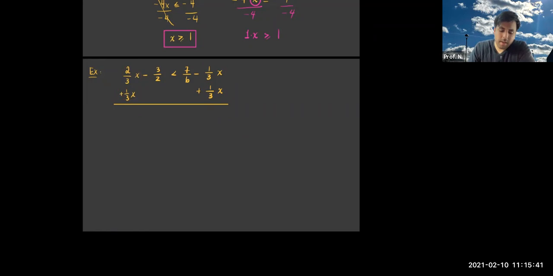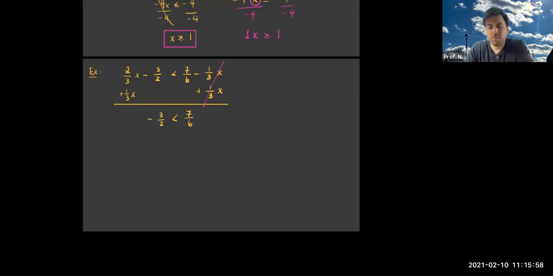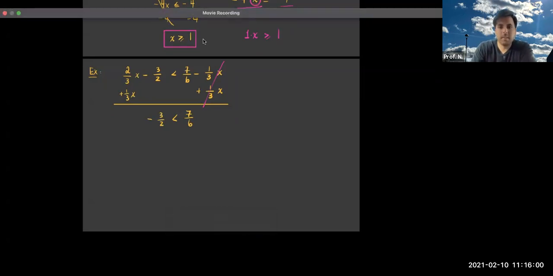So for those expressions here that have an x in front of them, I'm going to add all of them together. So these cancel, they become nothing, 0x, and this becomes less than 7/6. I haven't touched that yet. This is negative 3/2, and 2/3 x plus 1/3 x is how many x's?